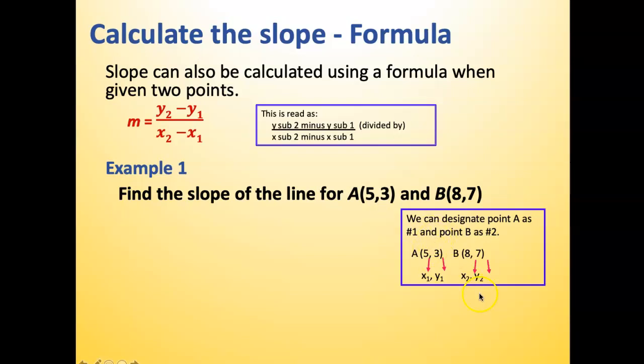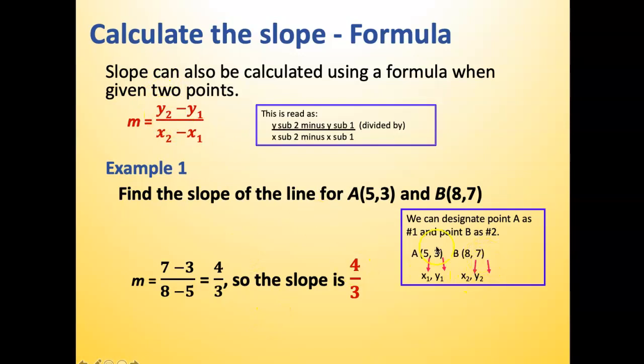So in your example, the assigned point 1 is point A. So for point A, 5 is x sub 1, 3 is y sub 1. Point B is your point number 2. So 8 is going to be x sub 2 and 7 is y sub 2. Now the next thing that you're going to do is replace the formula according to your assignment. So here we go.